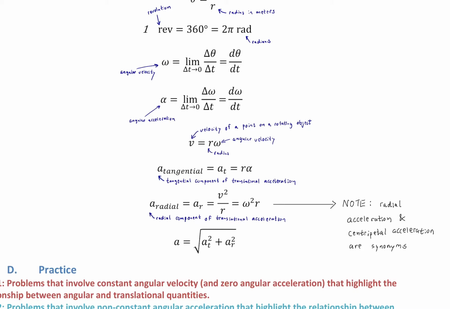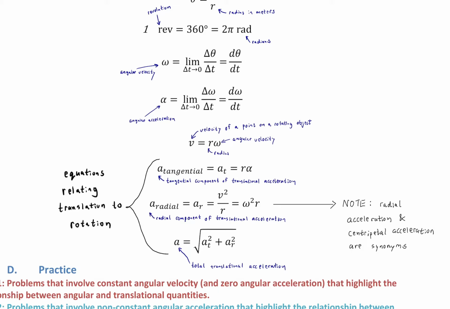Okay? All right? Total translational acceleration: because these are axes that are perpendicular to each other, they form a right triangle. So we can just use the Pythagorean theorem to find the total translational acceleration from the two components. All right? So what these four equations do is they relate translation to rotation. And they're actually quite useful. They're going to come up quite a bit. In this set of notes and future sets of notes, we'll have to keep going back to them.